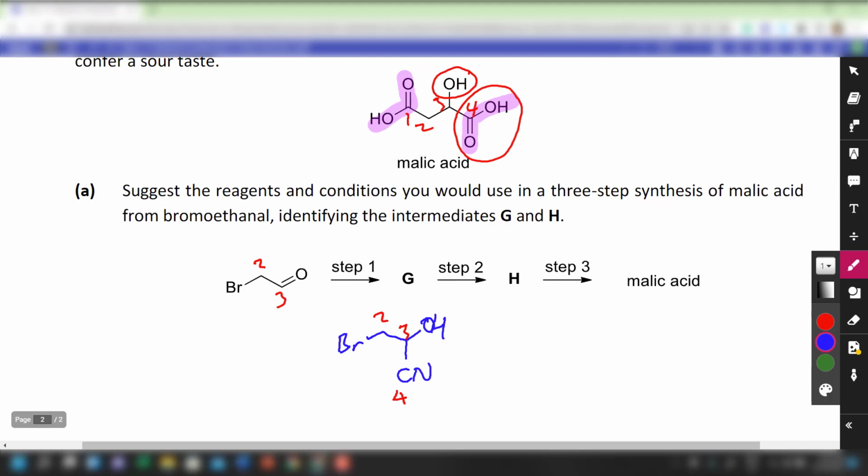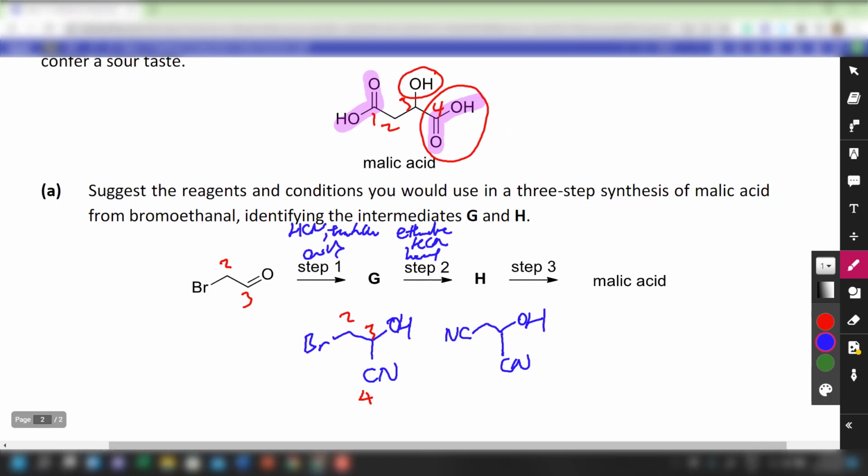So step 2 will be a nucleophilic substitution reaction using ethanolic KCN. So I'm going to write out ethanolic KCN, heat. Okay, I forgot to write down step 1. So step 1 will be HCN, trace KCN, cold. Okay, so therefore compound H will look something like this: NC single bond, and then CN, and then an OH.